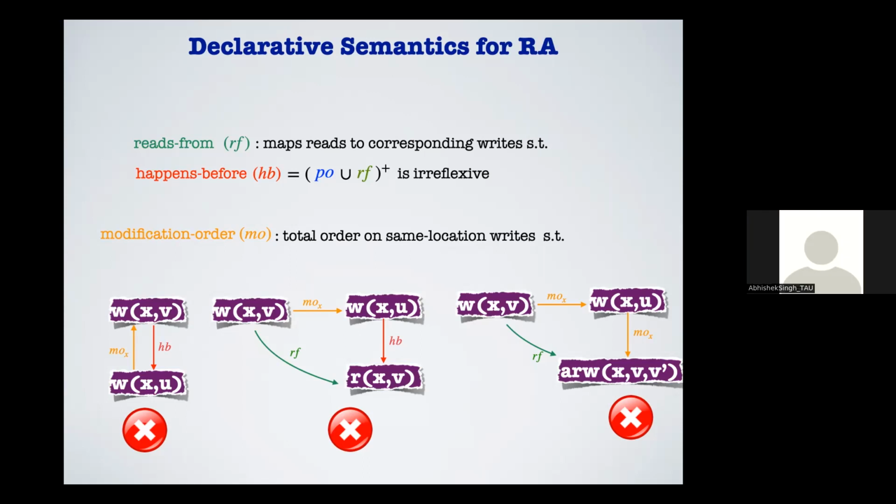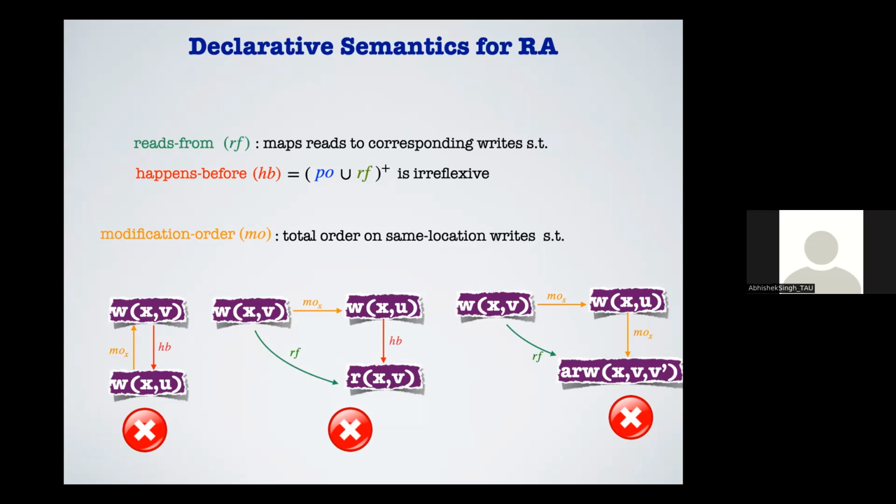I see. If you want to know the meaning of the notation ARW X V V prime, it means that you try to read the value of X so that it is V, and then you overwrite that V with the value V prime. So this is an RMW kind of command. You can call it RMW, read-modify-write, or compare and swap, whatever you want. It's the same thing. I'm just calling it atomic read write.